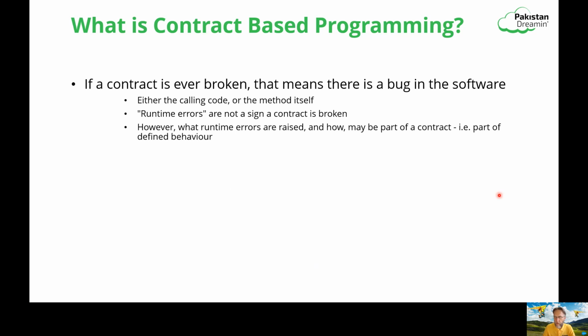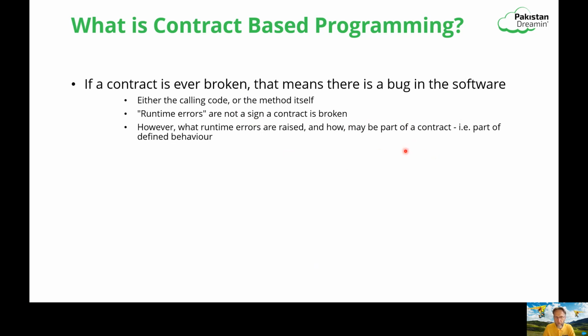Continuing with the question of what is contract-based programming: if a contract is ever broken, that means there's a bug in the software. That's one of the really valuable things about contracts. It means either the calling code or the method itself has a bug. Runtime errors are different, as we'll see later. If there's a runtime error that throws an exception, that doesn't mean the contract's broken. It doesn't mean the method is broken. This is just something that's expected to happen in certain circumstances.